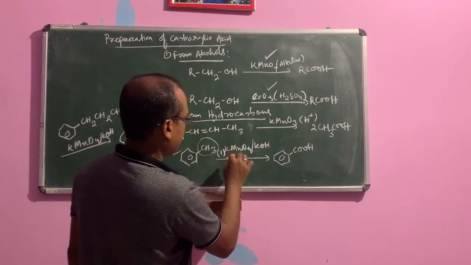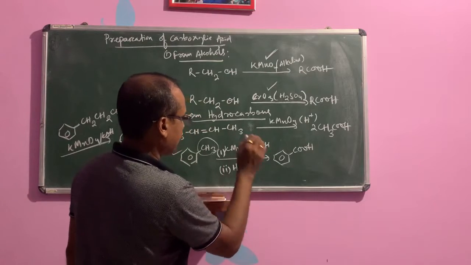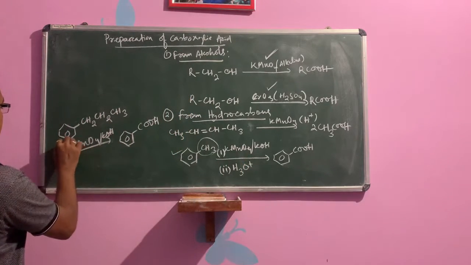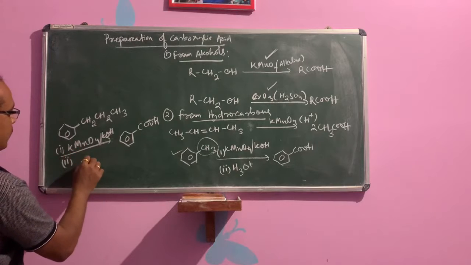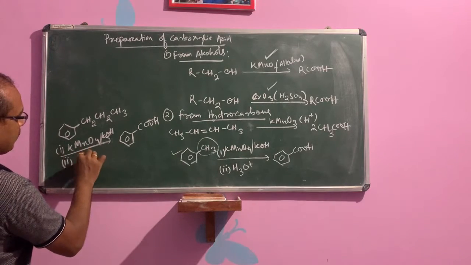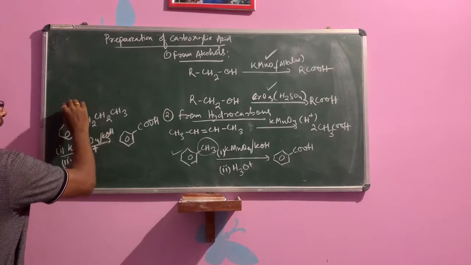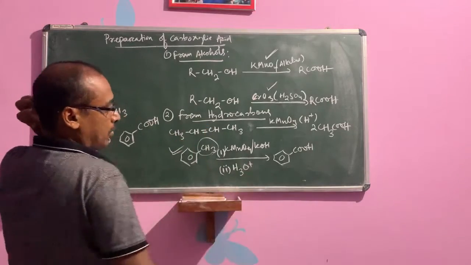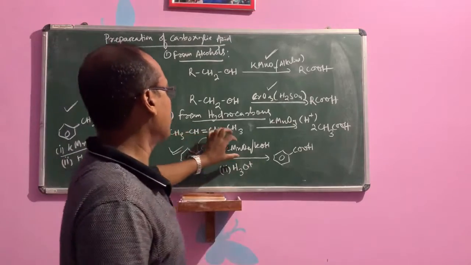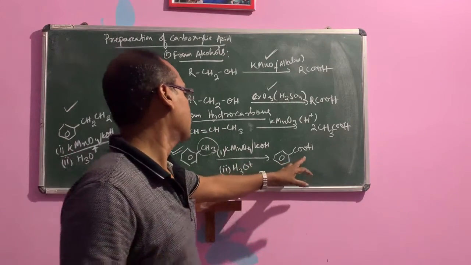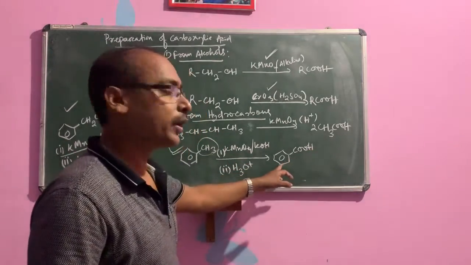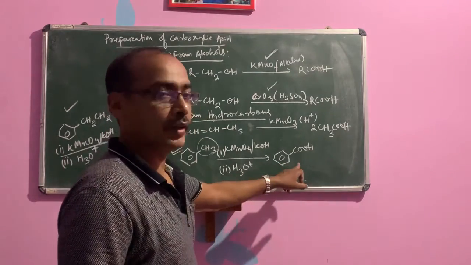This is your first step and this is your second step, followed by the hydrolysis, that is your H3O+. These are the important things. First toluene is treated with KMnO4 to form potassium benzoate, then hydrolysis to form benzoic acid.